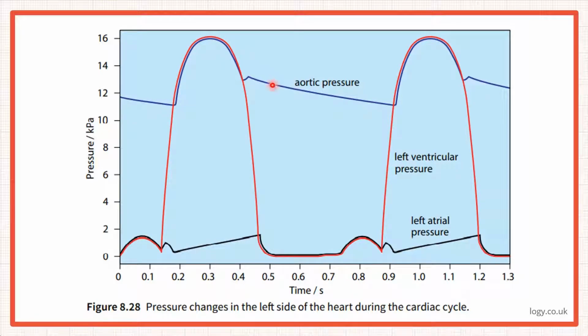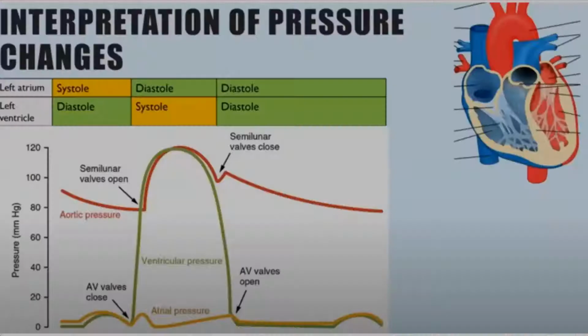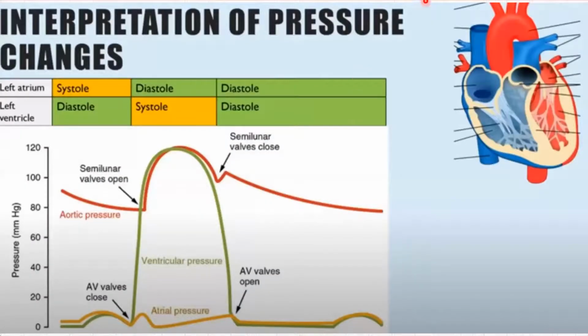Okay, so three graphs in one. So this one is about the left atrium. This one is about the left ventricle, the red one, and the blue one is about the aortic pressure or the aorta. So in the next diagram, we'll actually talk about these in detail because you should know the labeling. Okay, so interpretation of pressure changes. So we'll be referring to this diagram as well.